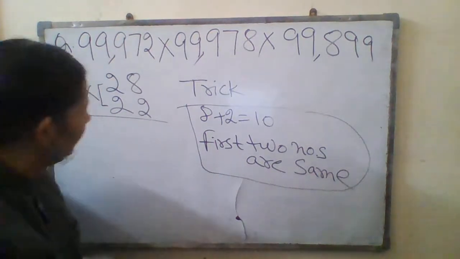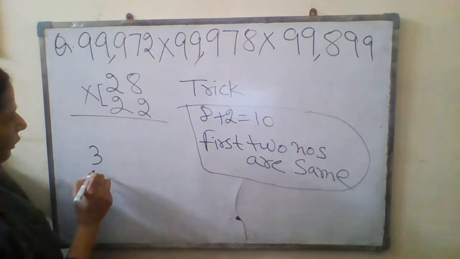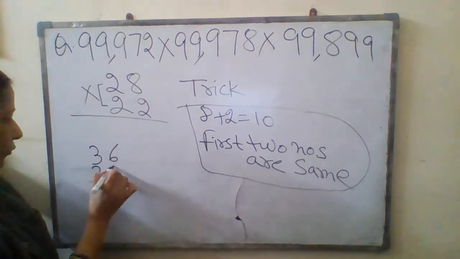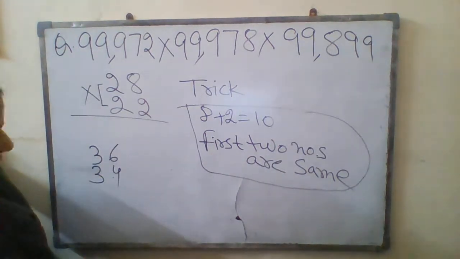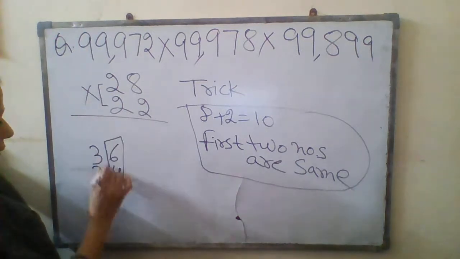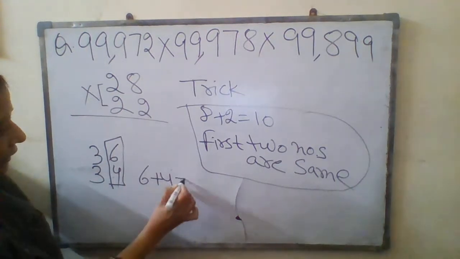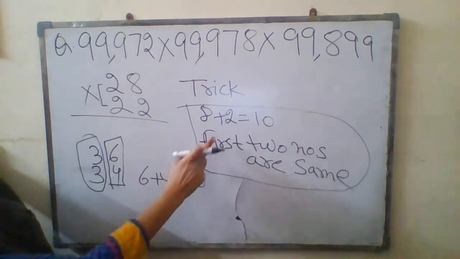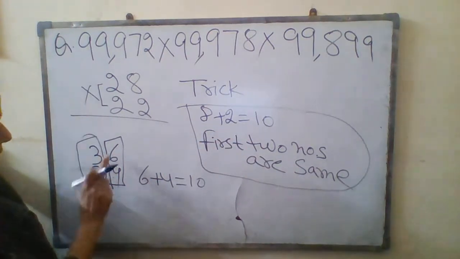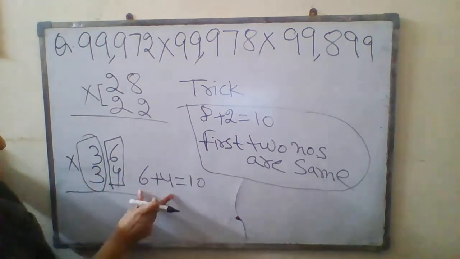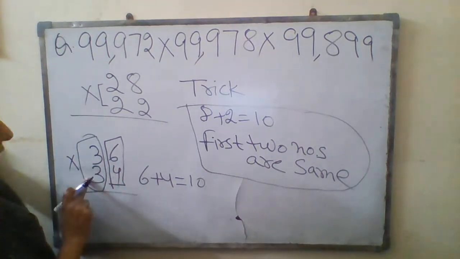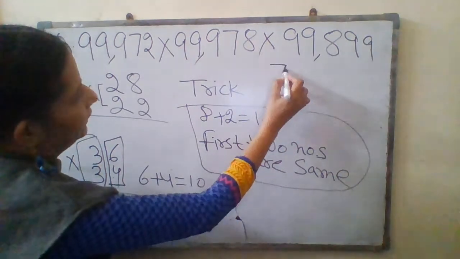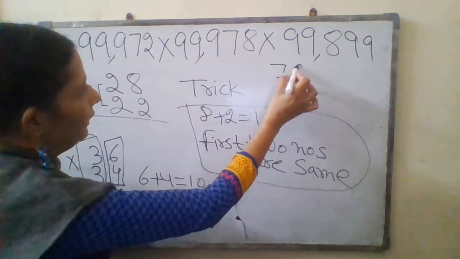If I give you some other examples, like 3 and 6, 4. What is important here is 6 plus 4, which is equal to 10, and the first two numbers are the same. Like here 8 plus 2 is 10, but if you take this other question, 6 plus 4 will be 10 and the starting two numbers will be the same. If I tell you another example, like 7, then 9, 1.